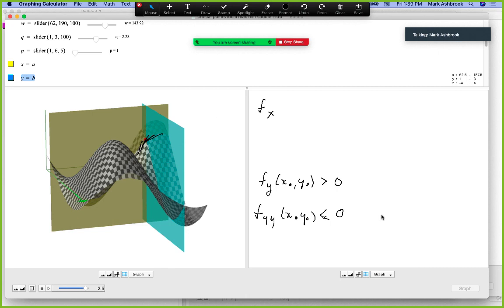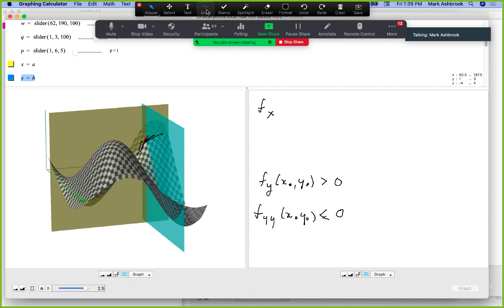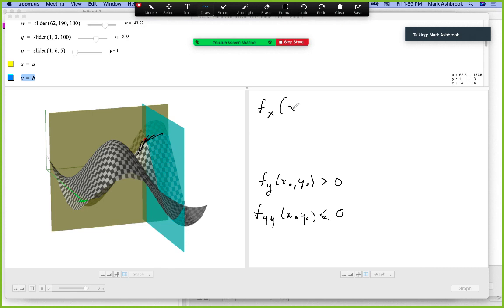So we said the first partial with respect to x was? Negative. Negative, because if x increases, z goes down, right? You're just heading down. That's the first derivative.